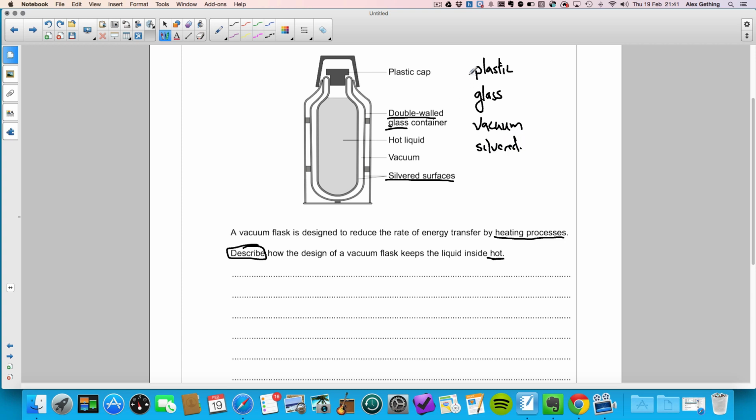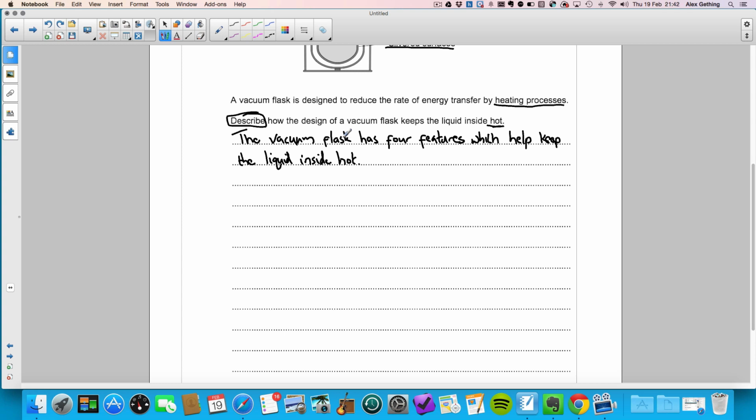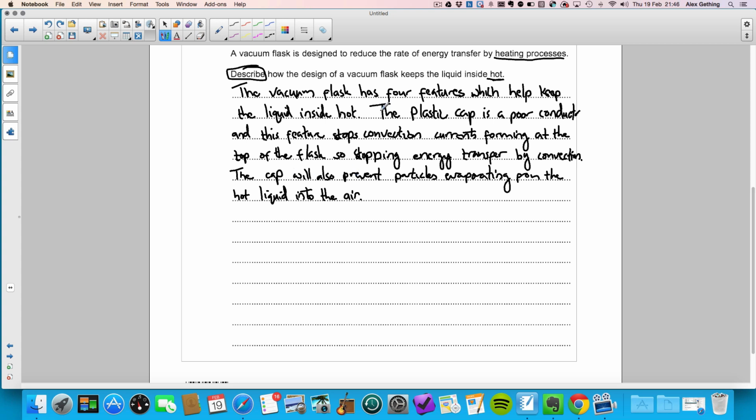Okay, so I'm going to take each of these in turn and just explain why they add to the ability of this design to keep that heat in. Okay, and I'll just go through each of those in turn. So there's my opening sentence. The vacuum flask has 4 features which help keep the liquid inside hot, and we'll take each of these features in turn. So my first point, my first feature, the plastic cap is a poor conductor or an insulator, and this feature stops convection currents forming at the top of the flask, so stopping energy transfer by convection.